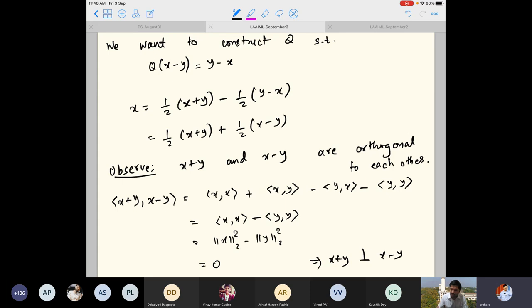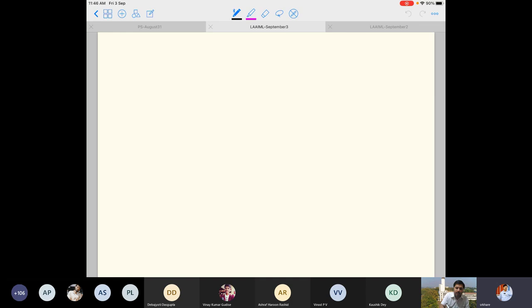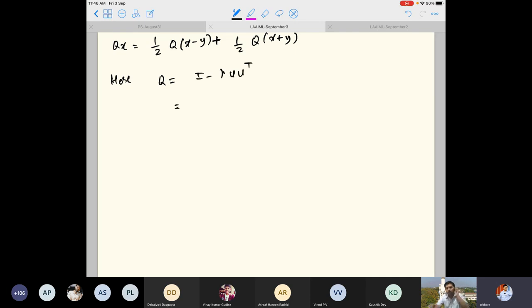And why is that true? This is true because you started with x and y such that the norm of x is equal to the norm of y. Now look at Qx. What will happen to Qx? You will have Qx equal to half of Q(x minus y) plus half of Q(x plus y), correct? So what is your Q here? Here Q is basically I minus gamma u u transpose. But what is your u? Your u is basically that vector half of x minus y, where u is equal to half of x minus y.